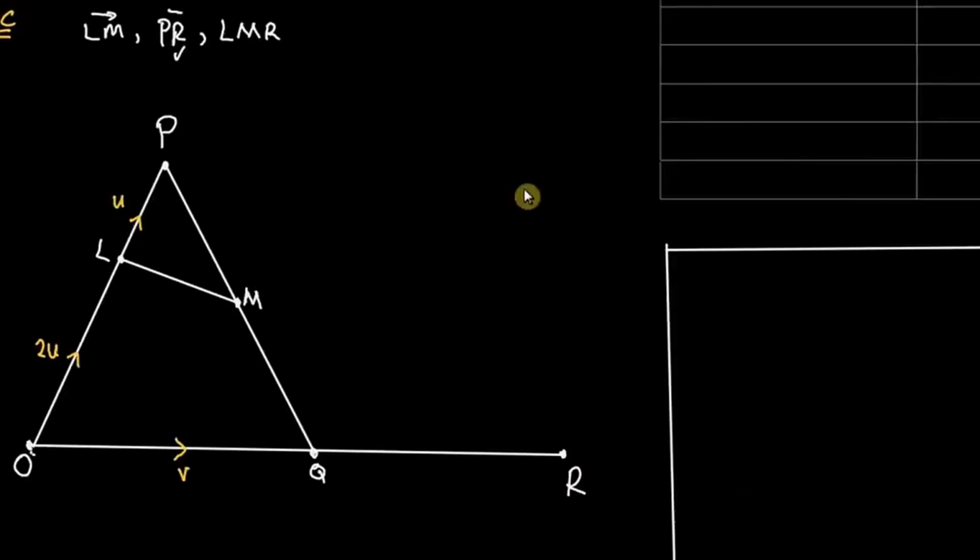Question 10c shows a triangle OPQ. This is a vectors problem, and we're given that the vector from O to L is equal to 2u. So let's note that now. So it's O to L is equal to 2u, and L to P is equal to u. At once we can see then that the vector O to P is equal to 2u plus u, and that is equal to 3u.